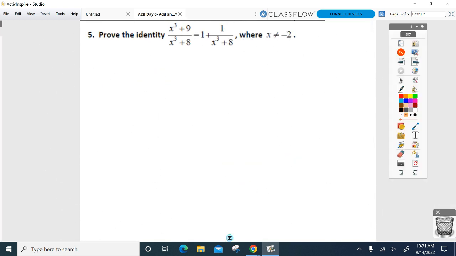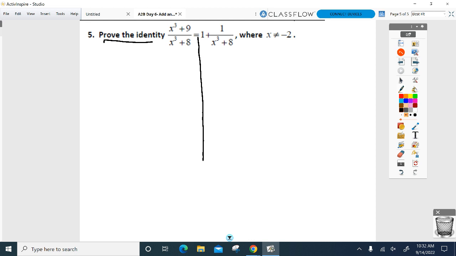We haven't done one of these in a few days, but I did throw this type on the quiz Friday. Prove the identity, meaning we got to get one side equal to the other. Work on one side, cross my fingers, I know my math, and it looks like the other side eventually. I start at the equal sign. What do I draw? There we go, a little vertical line.